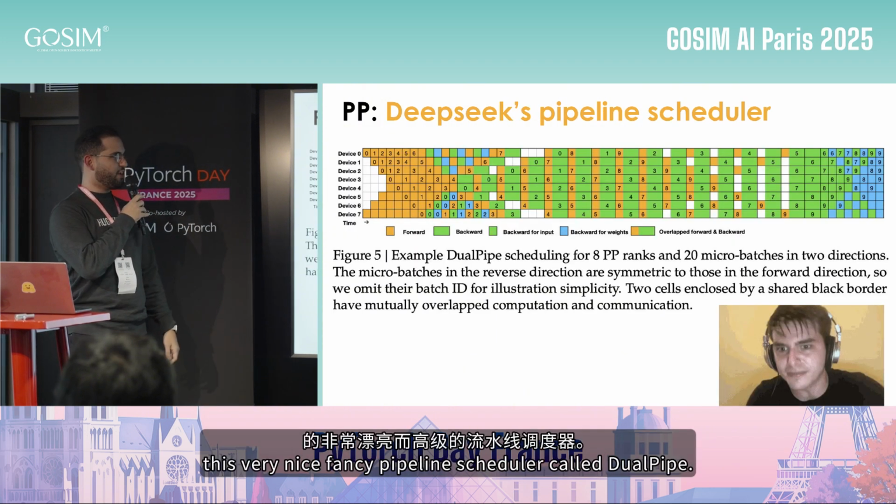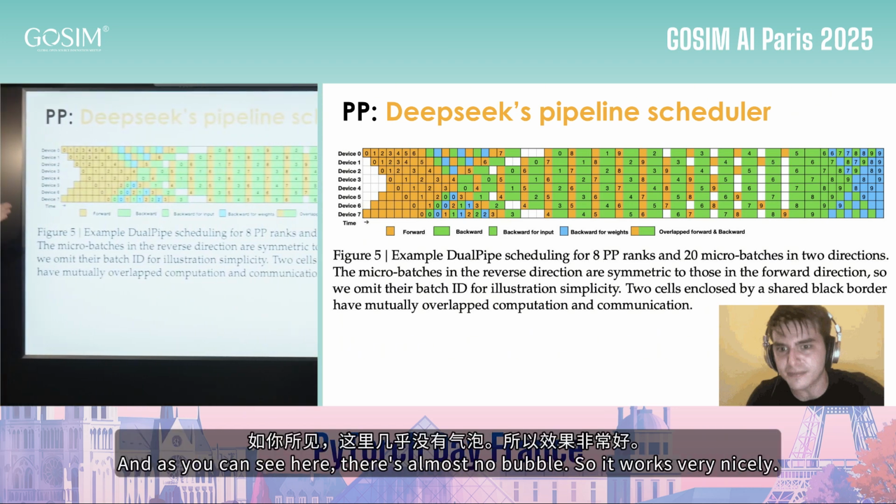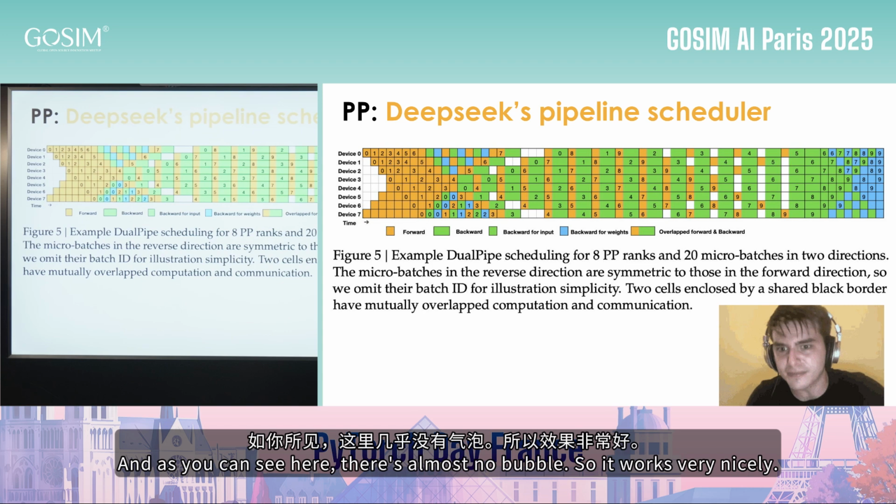Unless... DeepSeek came up with this very nice, fancy pipeline scheduler called DualPipe. And as you can see here, there's almost no bubble. So it works very nicely.